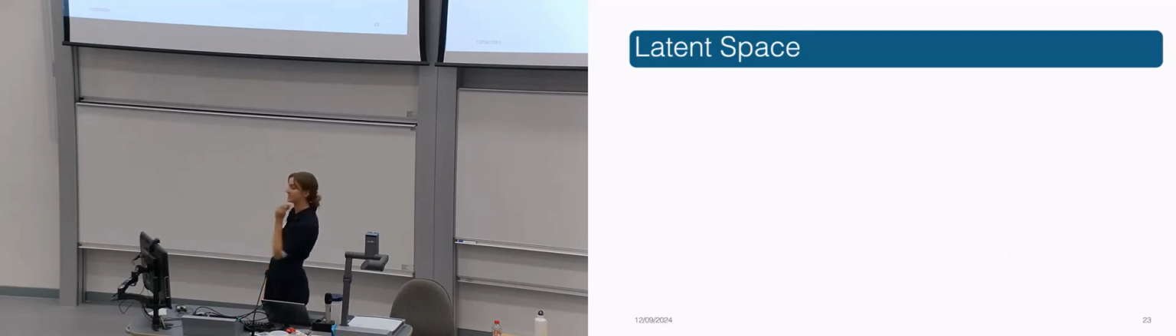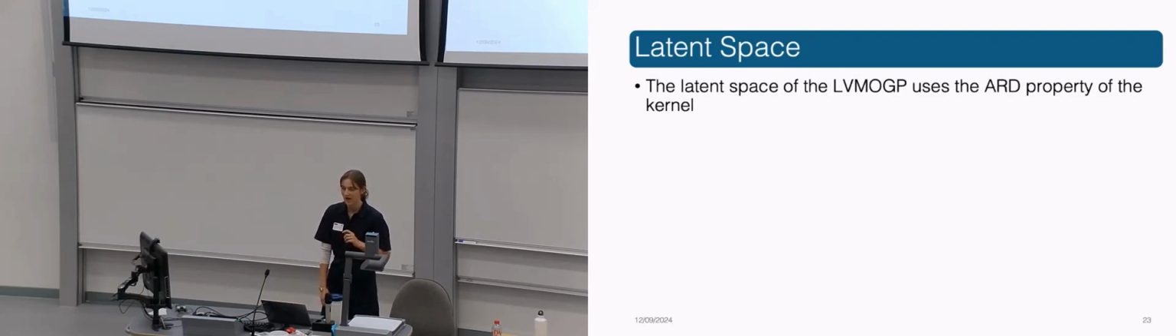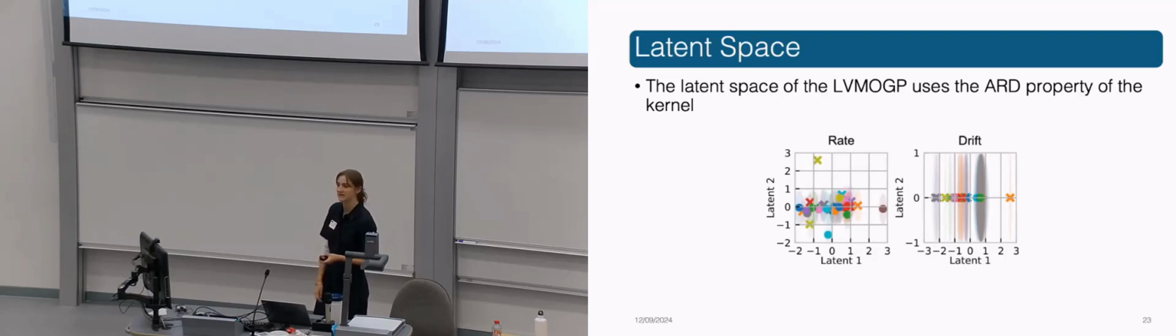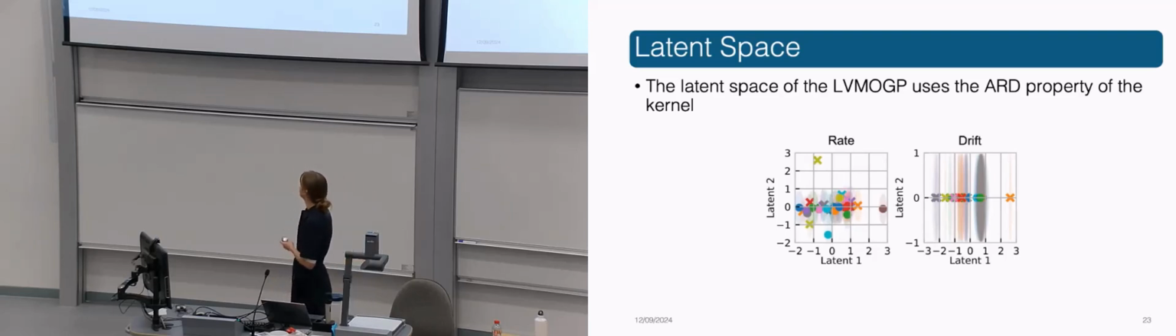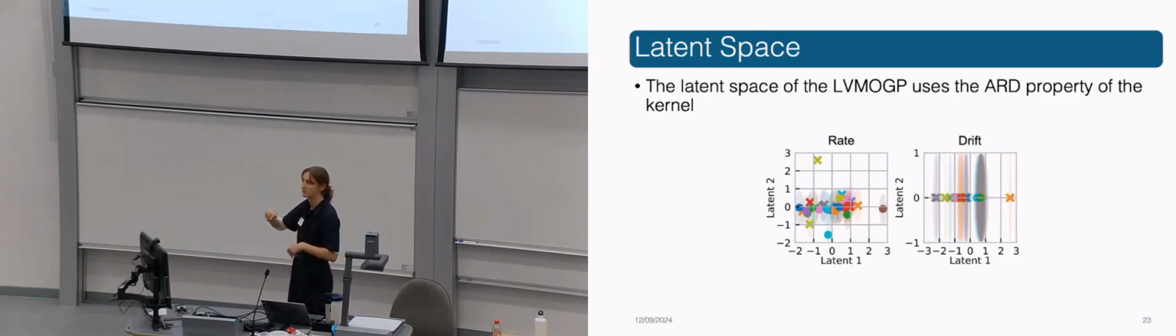Another nice property, which I touched on earlier with some of the questions, is that the latent variable multi-output GP learns the latent space. So this is the latent space it learned. It scattered them all across the latent space. The most interesting one here is this drift one. Here it has determined what the dimensionality should be. It switched off the second length scale and only used the first one to explain the data.